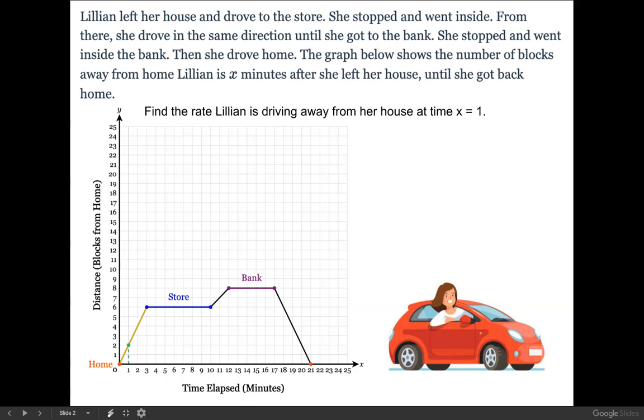So that's our first read of the problem. We would reread the problem to pick out the important information. So when you do that, you identify on the graph where her home is, where the store is, where the bank is, and get yourself familiar with the graph. Now let's answer the question. We want to find the rate. So a rate is going to be our slope. The rate that she is driving, we can count, rise, and run.